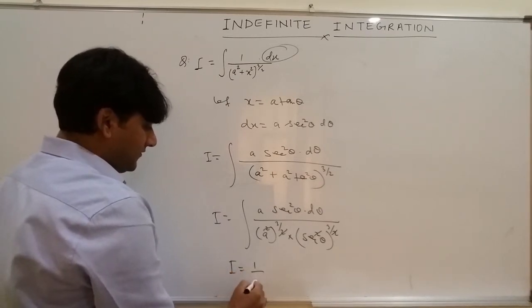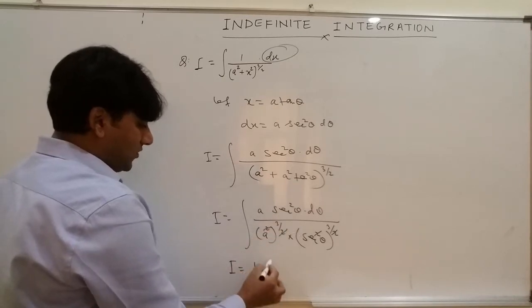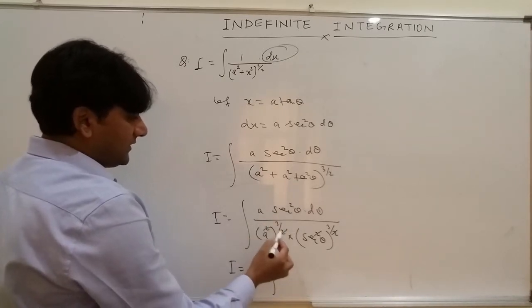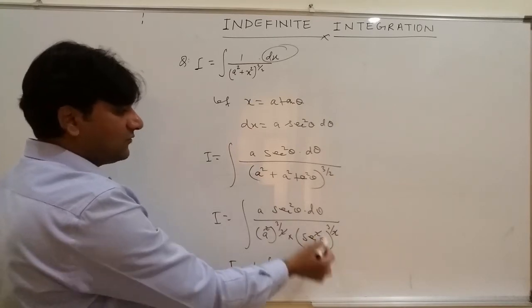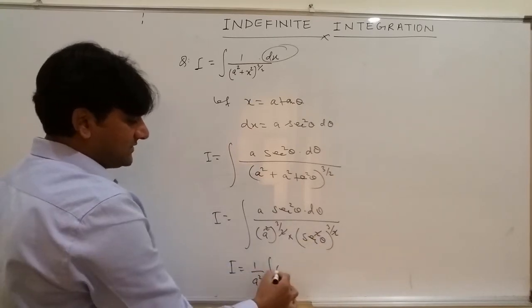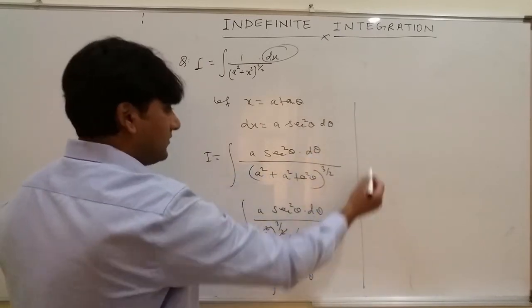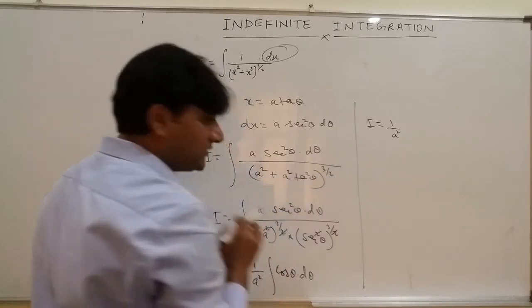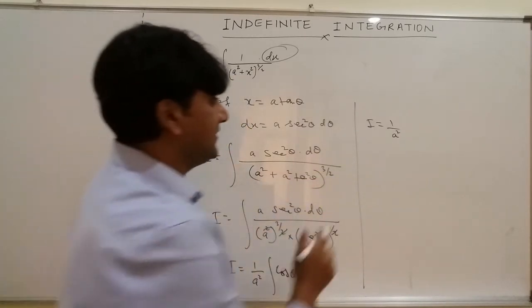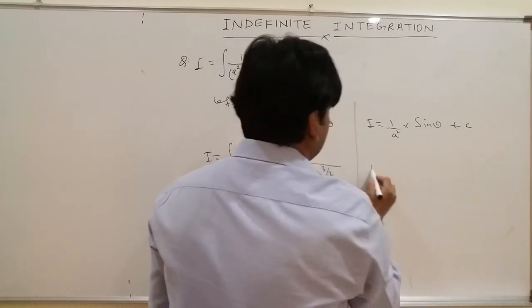It means 1 over a cube, 1 over a square we got. Now this is sec square theta, this is sec cube theta. Okay, so 1 over sec theta means this is cos theta d theta. Now I equals 1 over a square, cos theta integration is sin theta. So this is sin theta plus c.